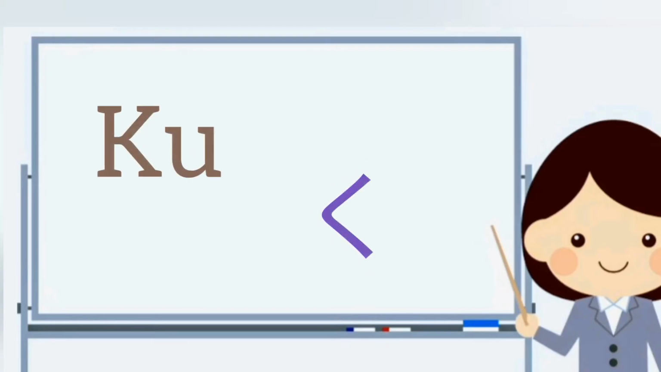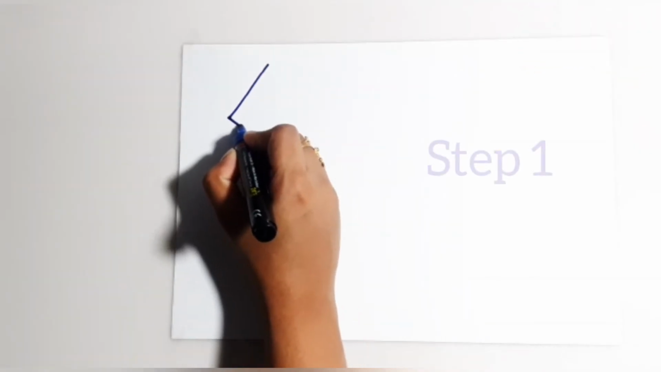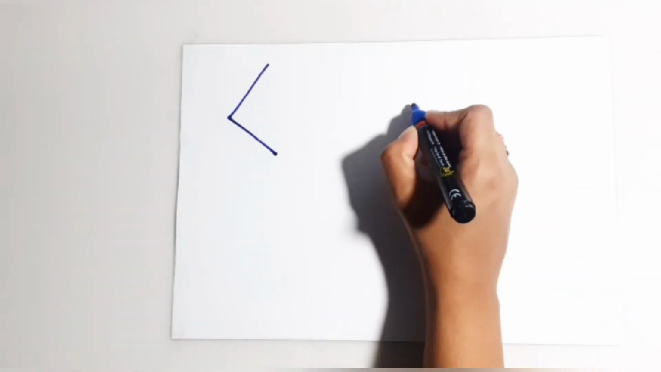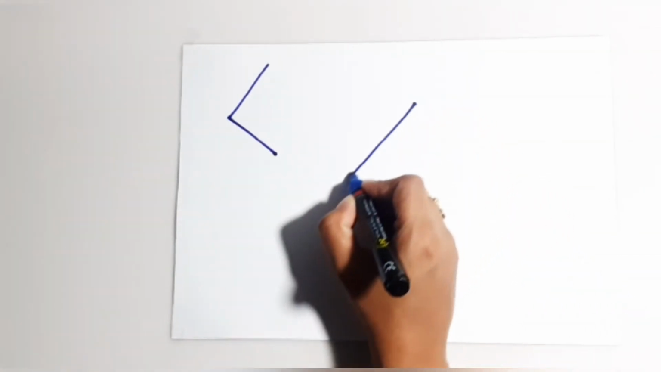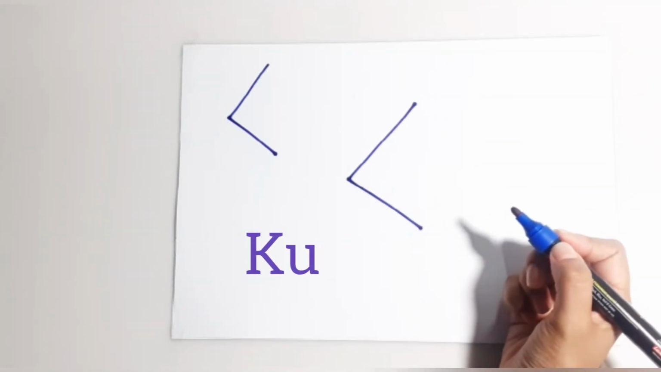The third one is letter Ku. Very easy to write. It has only one step. Step 1. Ku. Letter Ku.